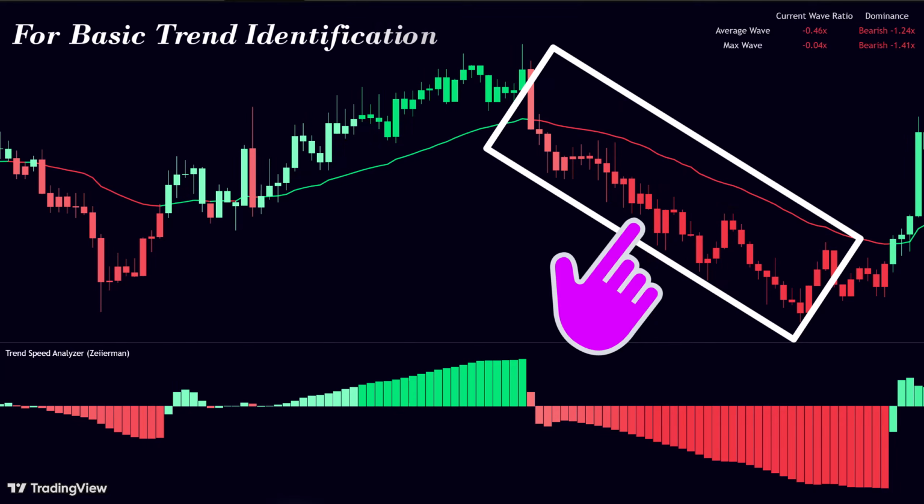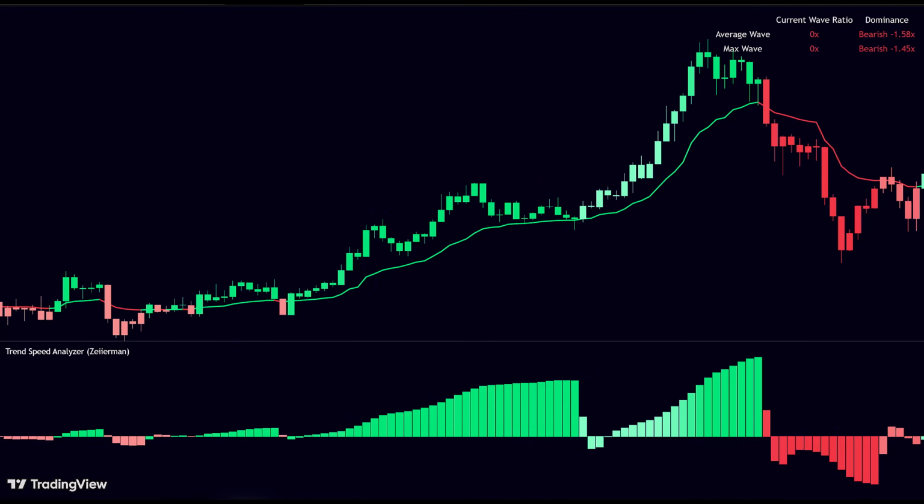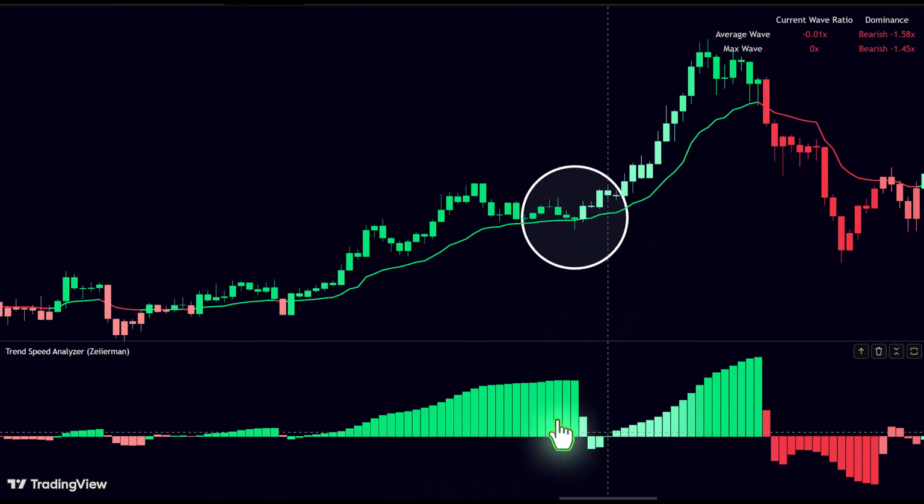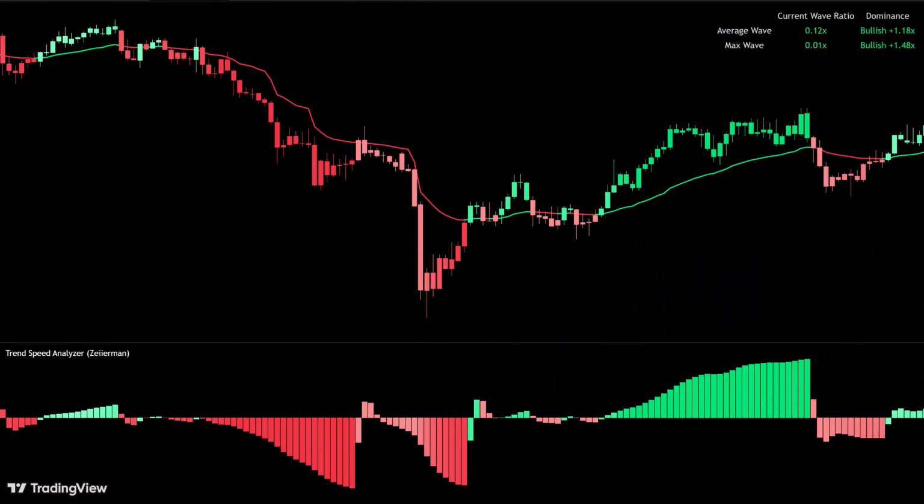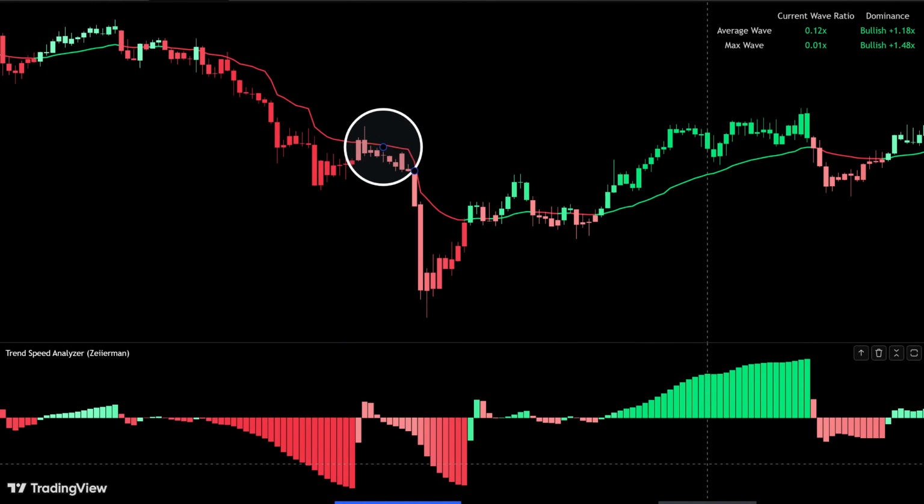But here's a key tip. Don't enter immediately when the color changes. For a more precise long entry, wait for a pullback to the green line and a clear bullish rejection, like a bounce candle. For short trades, it's the reverse. Price rallies into the red line, then rejects with a bearish candle.